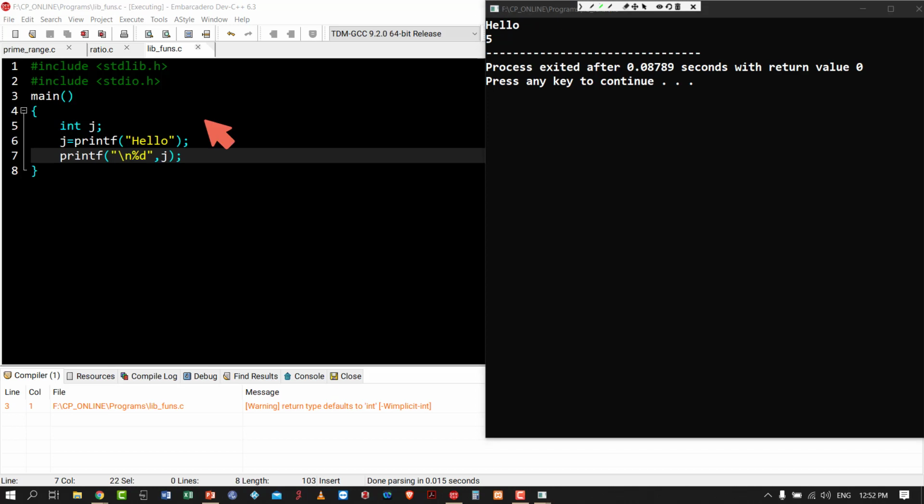So what happens is, here I have given printf hello. You all know what printf hello is. Printf hello means it will print hello to the monitor, and I already told you it will return some integer value. That integer value I have stored in j, and that j is printed. Actually that printed value is 5. So what will be the 5?